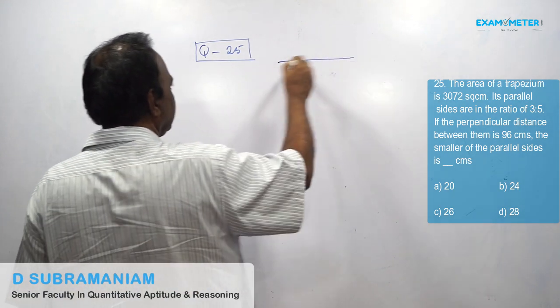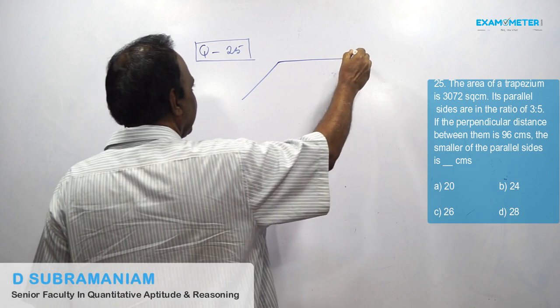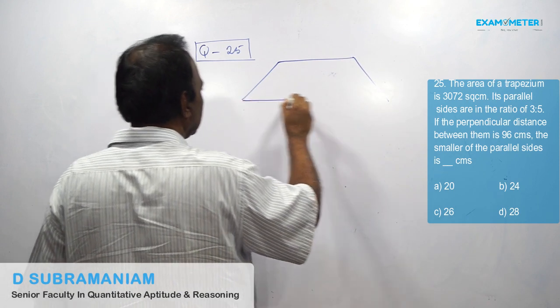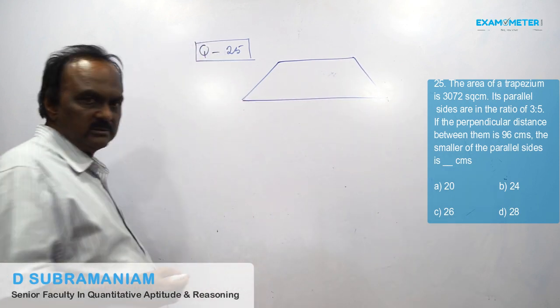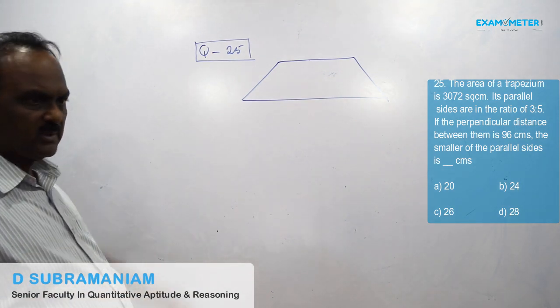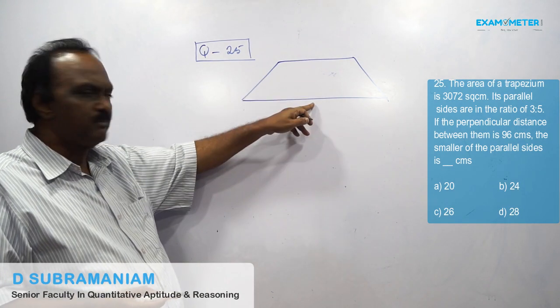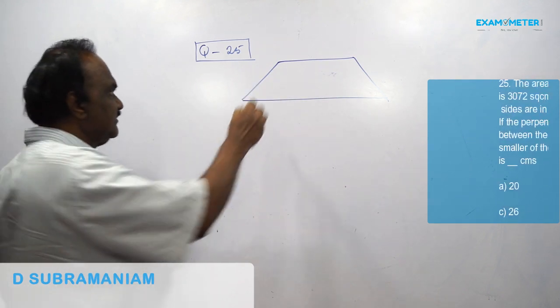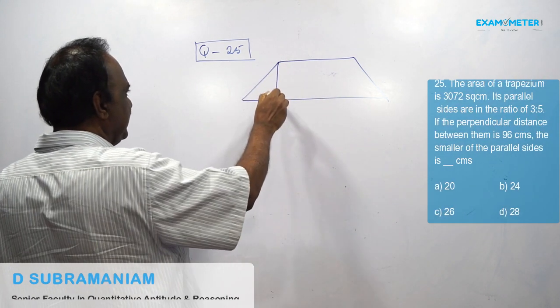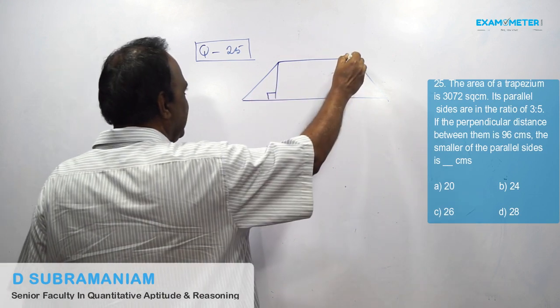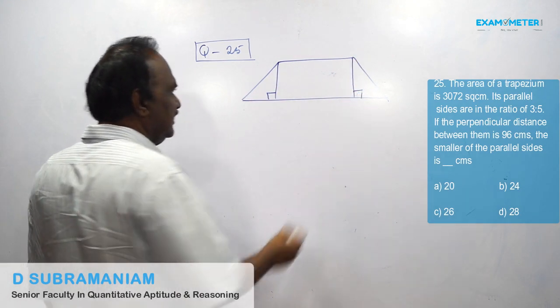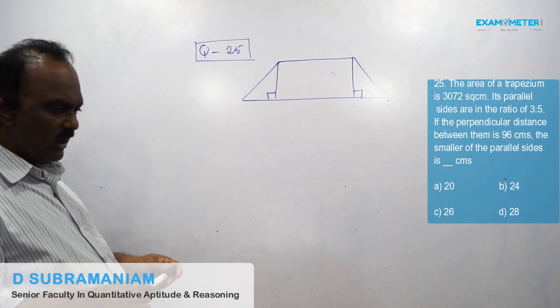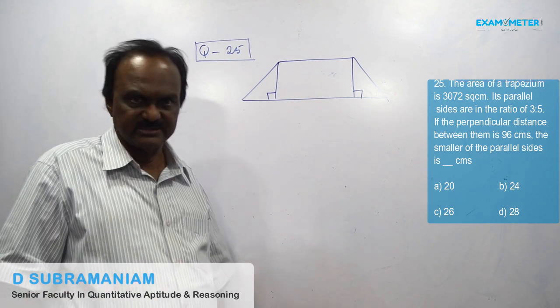Trapezium. This is called a trapezium. These two are called parallel sides. Those two are called non-parallel sides. This is called perpendicular height or perpendicular distance.